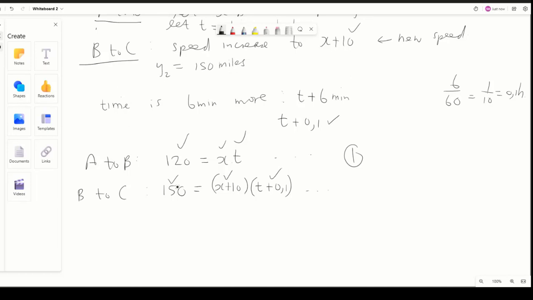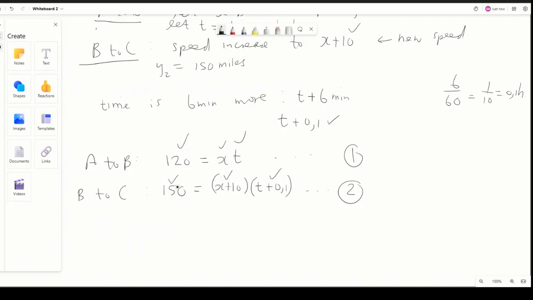I'll call this one equation 2. We need to find X, right? So what I propose is the following. Let's see quickly. If I write T in terms of X, then it's solved. Oh, the problem is solved, basically.